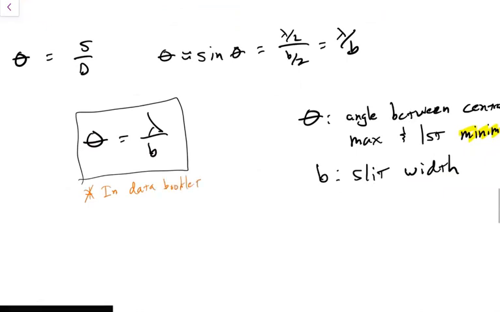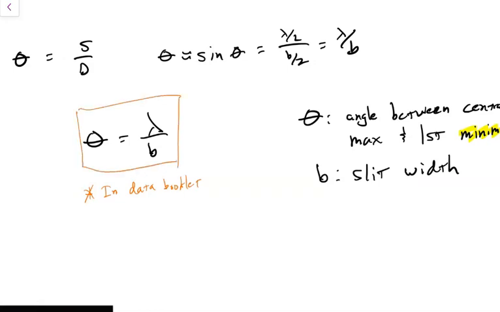But you might also recognize that this is not the only part of the equation here that we know, because we know lambda over b is equal to theta, or is about equal to theta, and that should be about equal to s over d as well. But that's not in your data booklet, so you'll just have to remember that, using double slit interference as your guide as well.